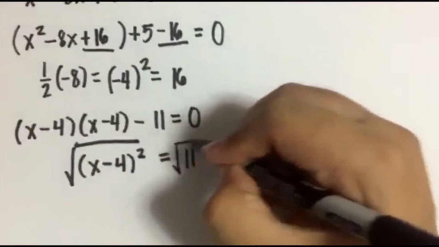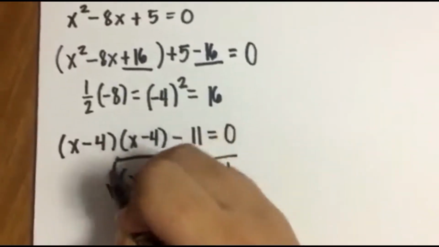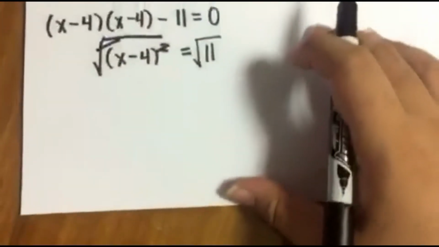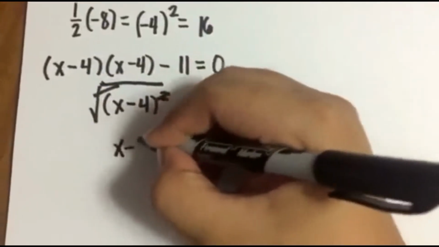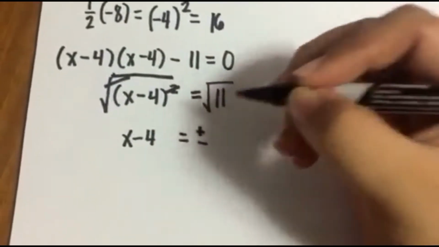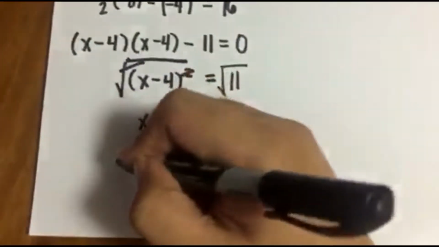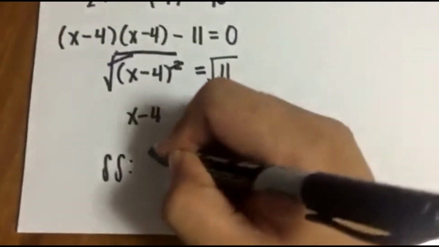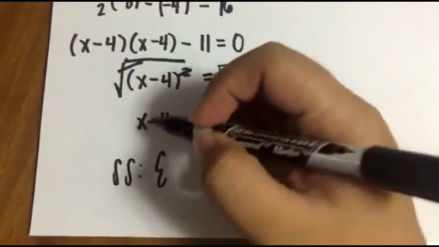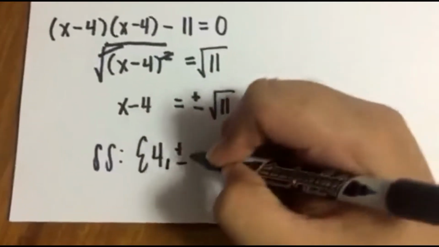Now, the square will just be cancelled out and you will be left with x minus 4 equals positive negative square root of 11. The solution set will now contain 4, positive negative square root of 11.